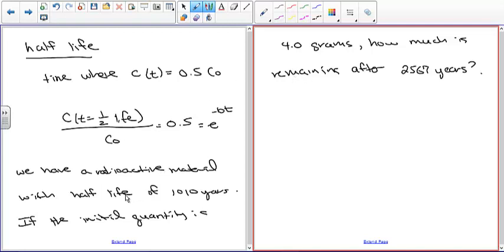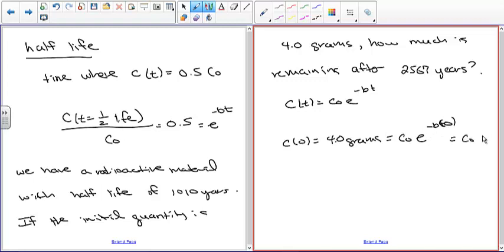So you can do two things. You can use the initial quantity to find C0, because what we have is C of t is C0 e to the minus bt. So C of 0 equals 4 grams. And that equals C0 e to the minus bt, where t is 0. So this just becomes C0 times 1, e to the 0. So just like before, C0 is just the initial quantity.